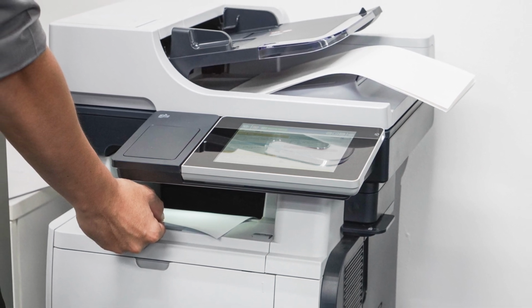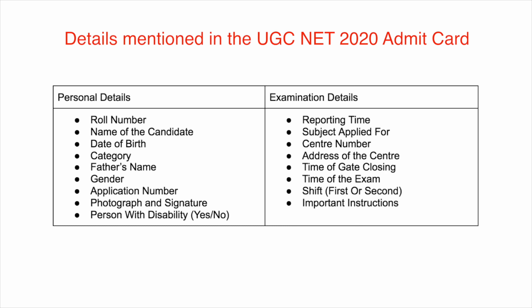for future use. Some of the important details that are mentioned in the UGC NET admit card are your roll number, name of the candidate, date of birth, category, father's name, gender, application number, photograph and signature, person with disability, yes or no, reporting time, subject applied for, center number, address of the center, time of gate closing, time of the exam, shift first or second, and other important instructions.